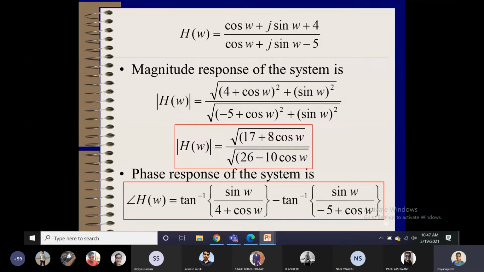Ma'am, attendance posted. Yes. All of you fill the attendance.